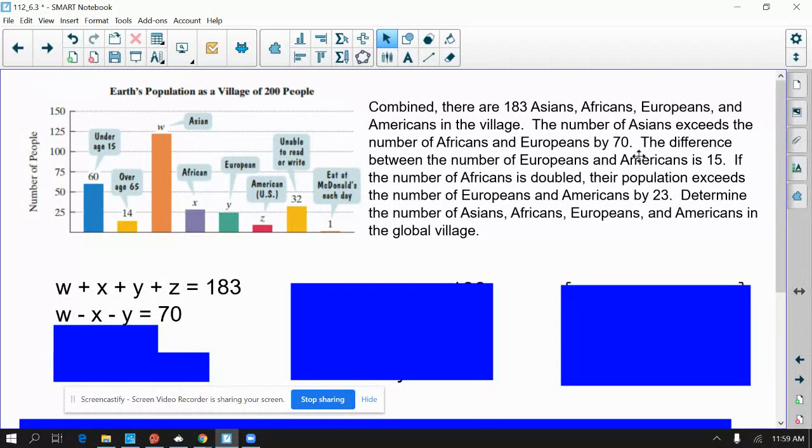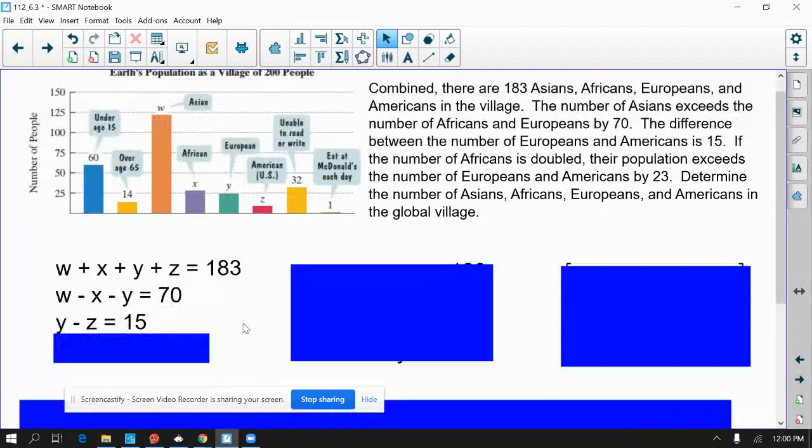The third sentence, the difference between the Europeans and the Americans is 15. So Europeans is Y, Z is Americans. So Y minus Z, all the Europeans minus all the Americans, you'd still have 15 people left over.